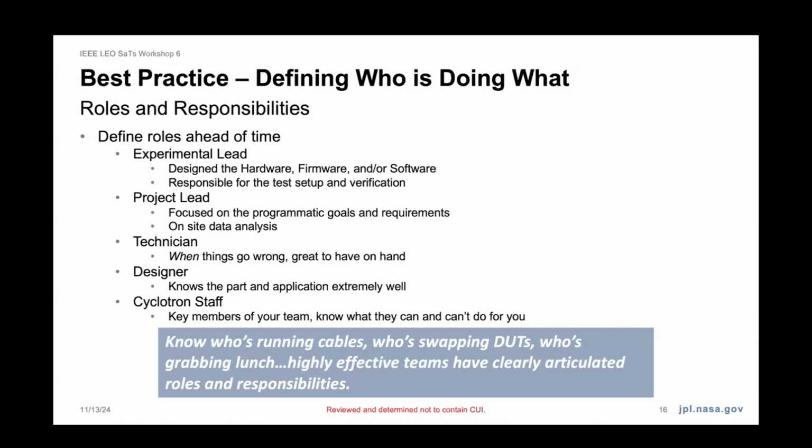You may have a project lead. This is someone who's focused on the programmatic goals and requirements. Typically, they're doing on-site data analysis and making sure that the testing we're doing is meeting the big picture goals. Sometimes you'll have a technician in place because something is going to go wrong. You're going to need to solder off a blown cap and replace it. You may need to swap parts out, etc. Sometimes that's me. You need to know how to solder at the beam. So having someone who at least can get their hands dirty and work on hardware is really, really important.